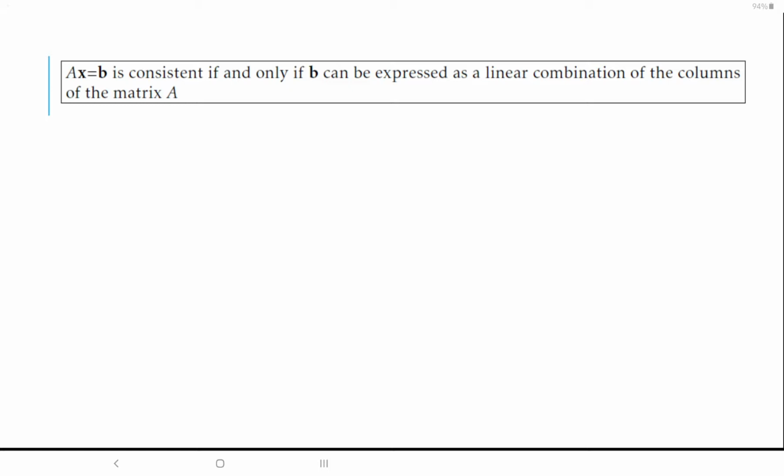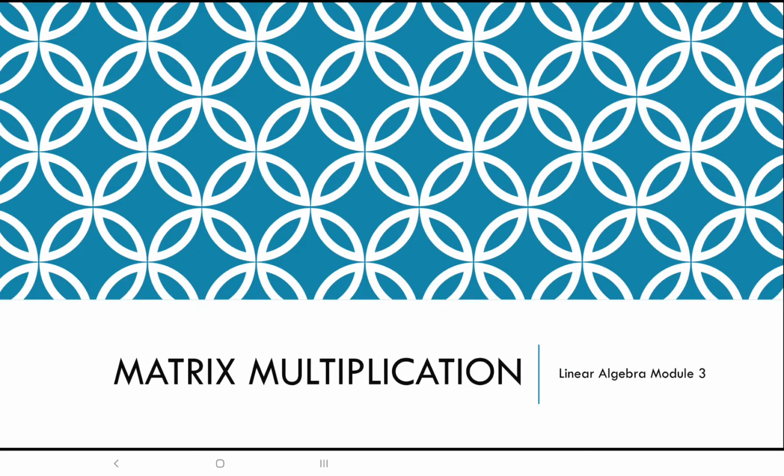Okay? So Ax equal to b is consistent if and only if B can be expressed as a linear combination of the columns of the matrix A. Okay, if we cannot express B as a linear combination of the columns of A, then our system is inconsistent. Okay, or wala tayong solution. Walang solution. Okay, so I think that's it.